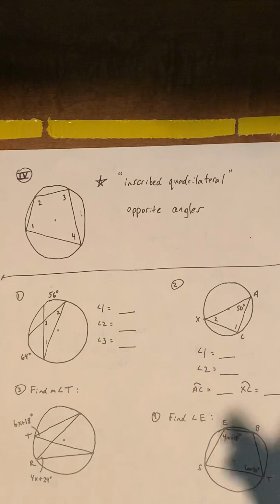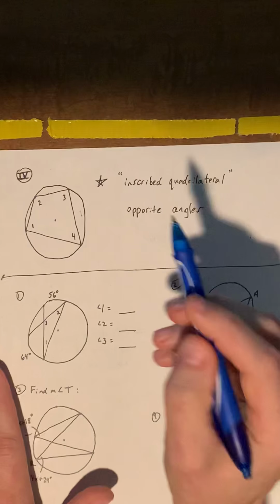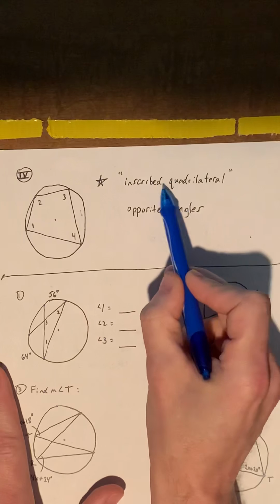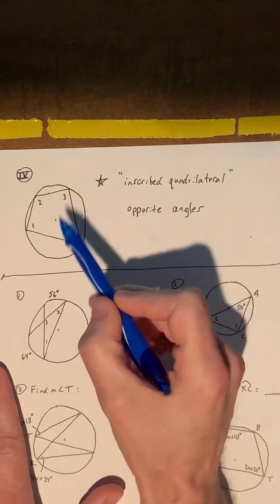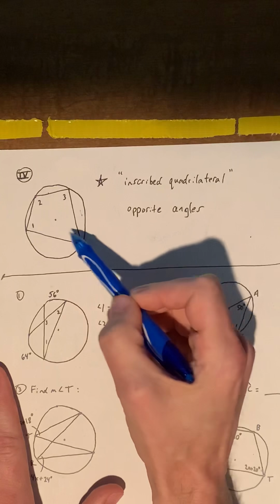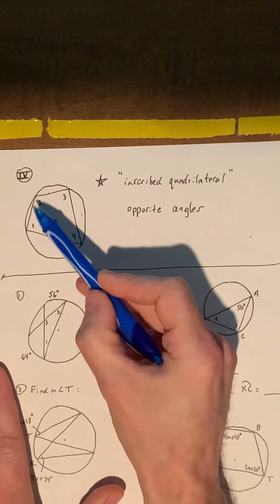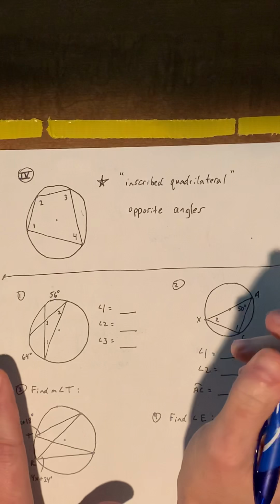Okay, on this property, what we have is a quadrilateral that's inscribed in the circle, an inscribed quadrilateral. And we have 4 angles, and all of these are inscribed angles because the vertices are all on the circle.